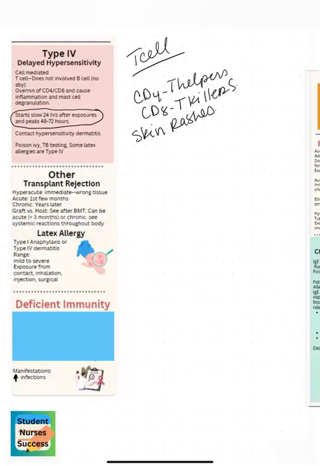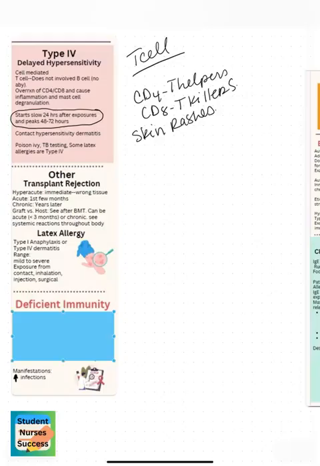Another thing I wanted to talk briefly about is latex allergies. Latex allergies can be type 1, causing anaphylaxis, which is very serious, or they can be type 4 dermatitis, where you just get kind of red skin and delayed hypersensitivity. Latex allergies can range from mild to severe, and exposure to latex can be from hands-on physical contact, inhalation, injection, or even surgical if you're using equipment that has latex during a surgery. So latex allergies can kind of fall into either a type 1 anaphylactic type of reaction or just the dermatitis.